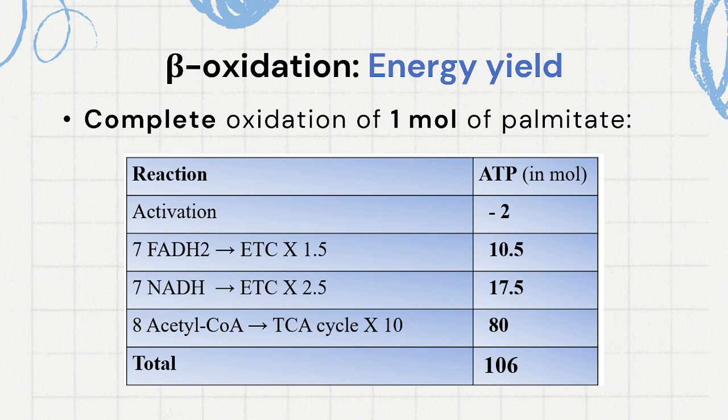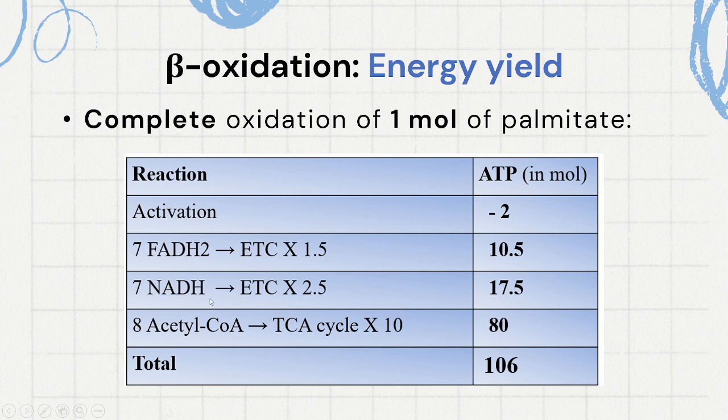And to calculate the energy yield of complete oxidation of 1 mole of palmitate, not to forget we have consumed 2 high energy phosphate equivalent to breaking 2 ATPs into 2 ADPs in the activation process. So this is a minus 2. The 7 FADH2 will proceed to the electron transport chain. If the malate shuttle is used, this will be equivalent each to 1.5 ATP, so it will be 7 times 1.5. It will give us 10.5 ATP.